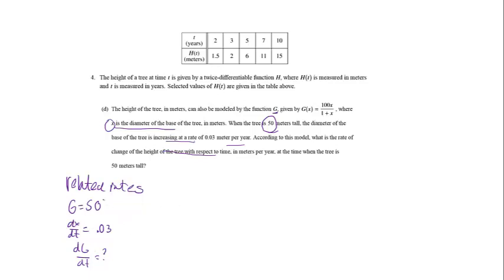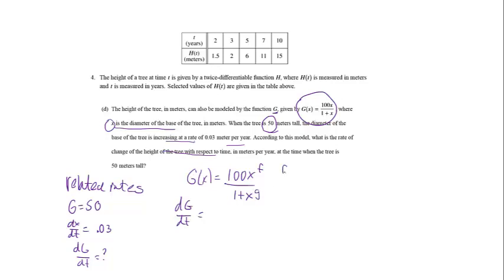So I need a formula. Well, if everything is related to g and x, I have a formula for g and x. So I'm going to write down my formula, which is 100x over 1 plus x. We're going to take the derivative of each side. Remember, when we take the derivative, if it's a related rate, everything will be involved with a t, like a dt. So this side will now be dg/dt.